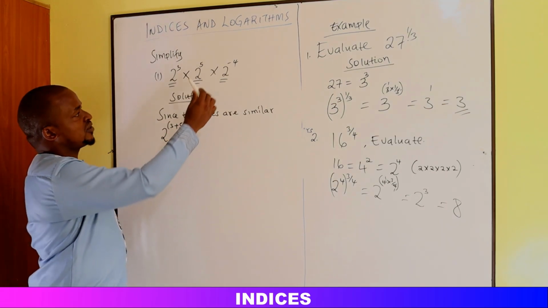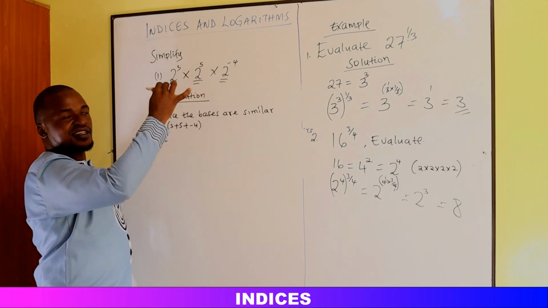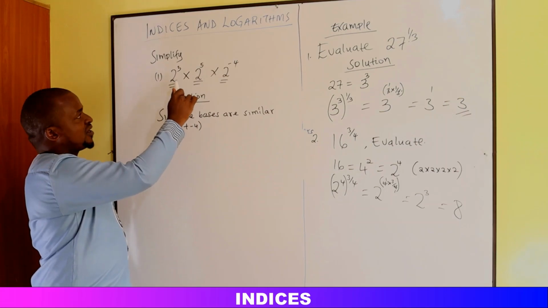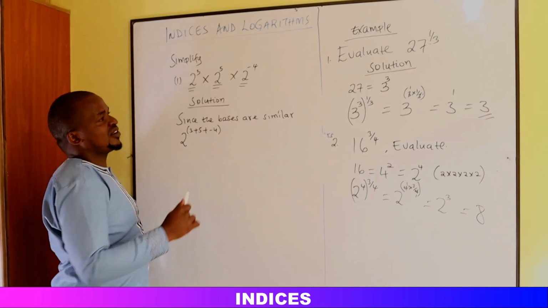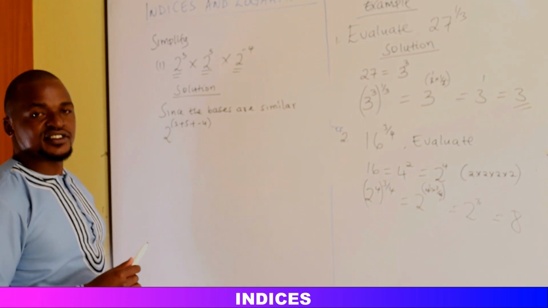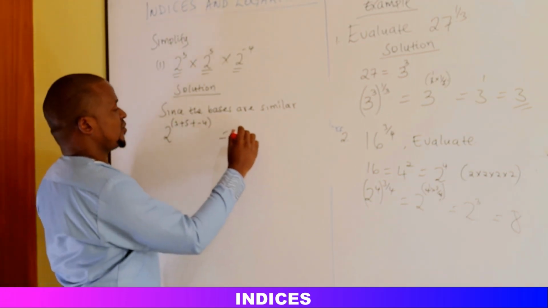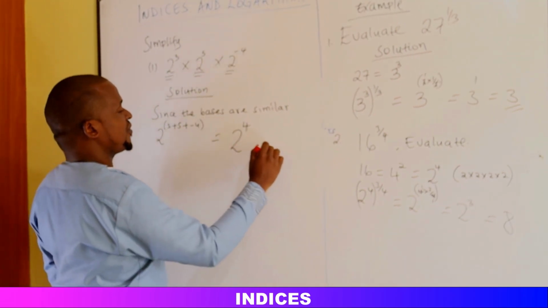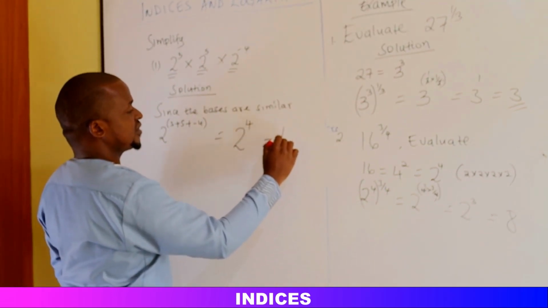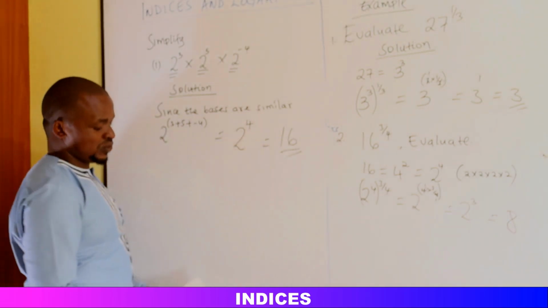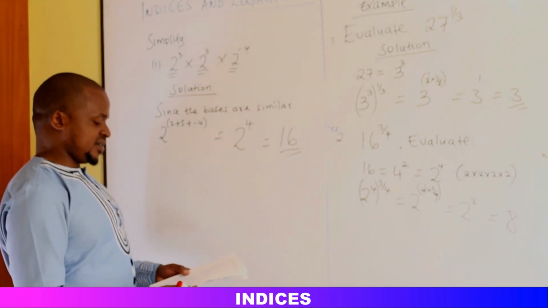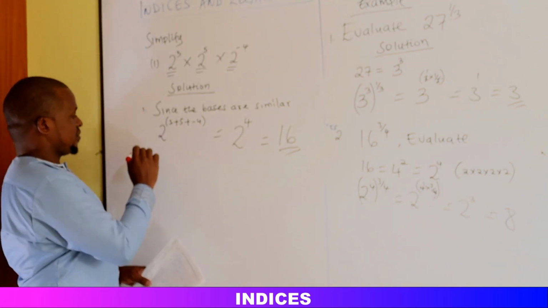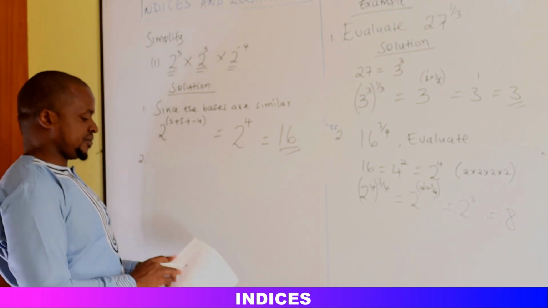The solution to this question will be 2 raised to 3 plus 5 plus negative 4 from our first law of indices, which will be now 2 raised to power 4. And 2 raised to power 4 is the same as 16. We'll do another question.